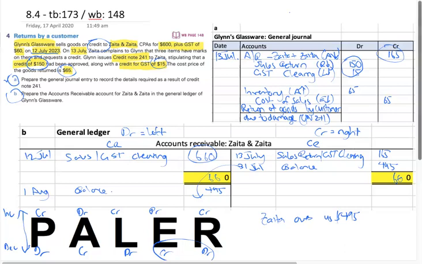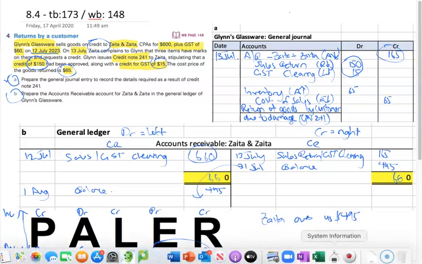Well done, guys, to getting to the end of this question. Now's your chance to do a number of textbook exercises to consolidate your understanding of sales return.